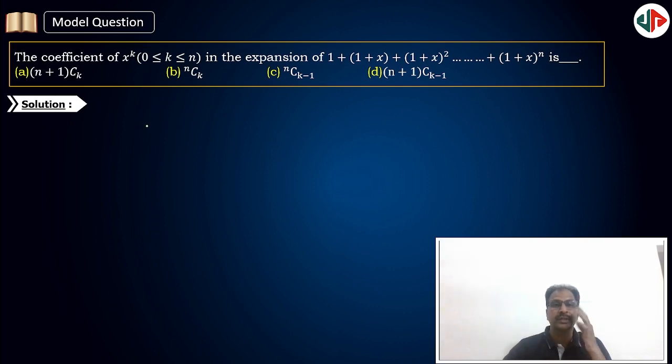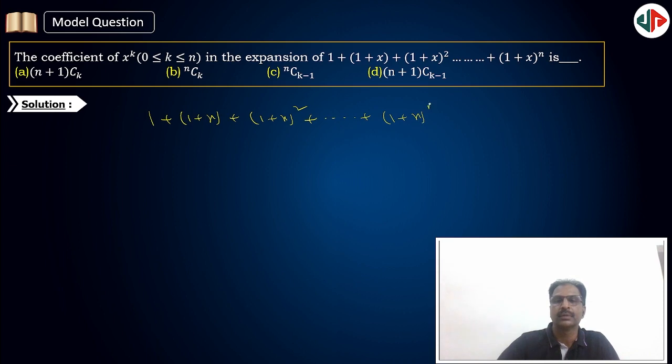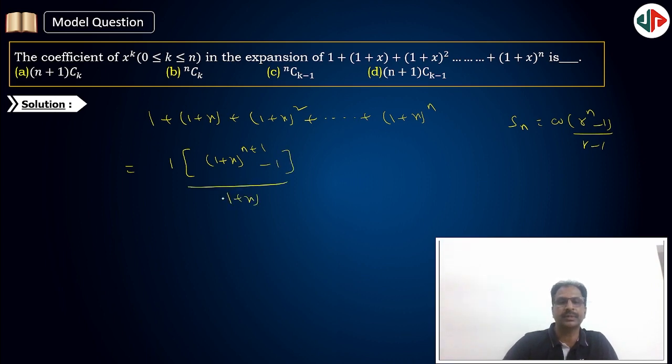Next question: the coefficient of x power k in the expansion of 1 plus x, 1 plus x whole square, and so on. So these terms are in geometric progression and altogether there are n plus 1 terms. What is the sum of n terms in GP? A into r power n minus 1 by r minus 1. But here there are n plus 1 terms. A is the first term which is 1. Common ratio r is 1 plus x. N is n plus 1, minus 1 by r minus 1, which means 1 plus x minus 1.